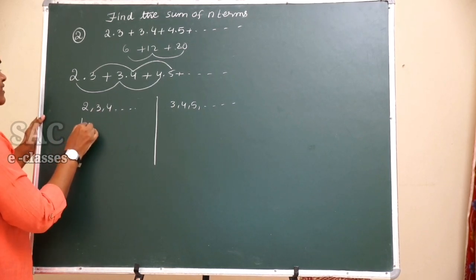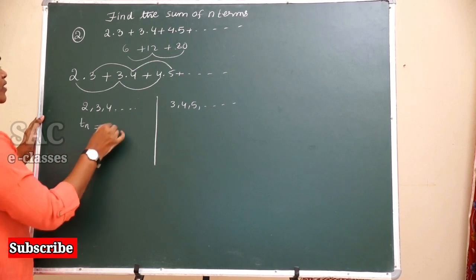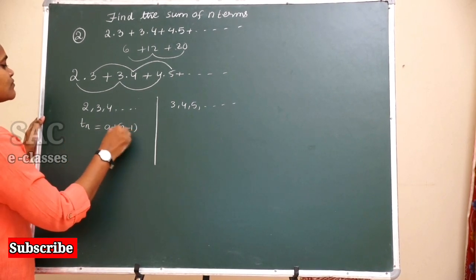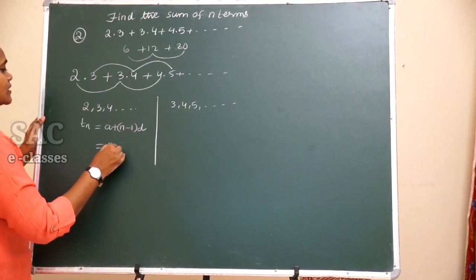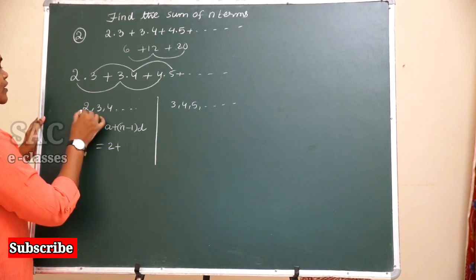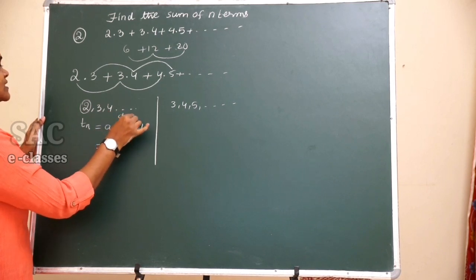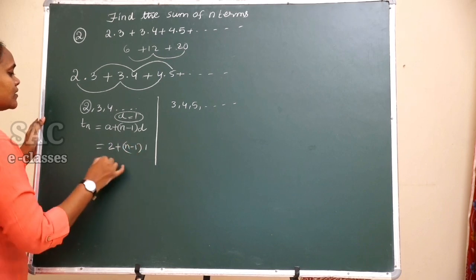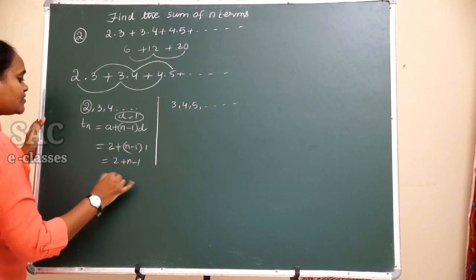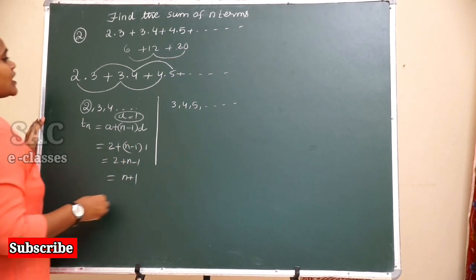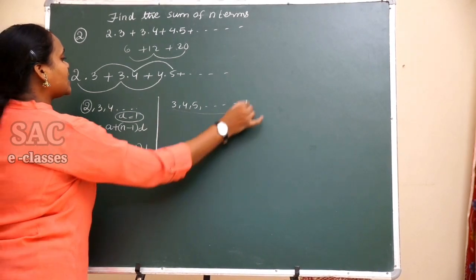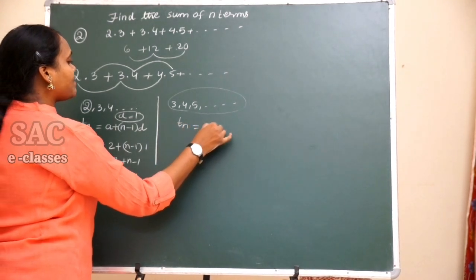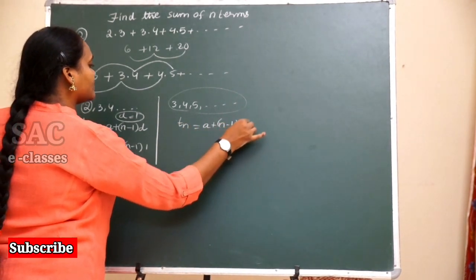Find the nth term of this AP. You know the nth term of an AP is a plus n minus 1 into d. Here a is 2 and the common difference d is 3 minus 2, which is 1. So 2 plus n minus 1 into 1, which is n plus 1. Coming to the nth term of the other AP, Tn is again a plus n minus 1 into d.